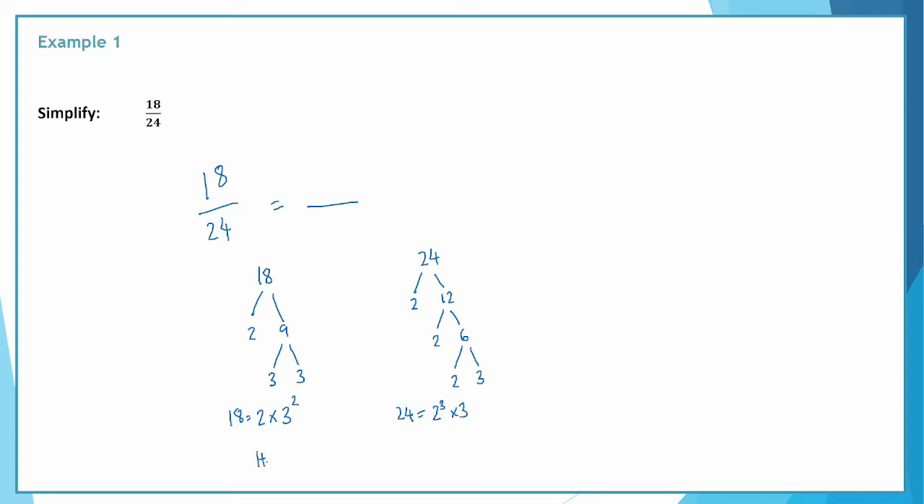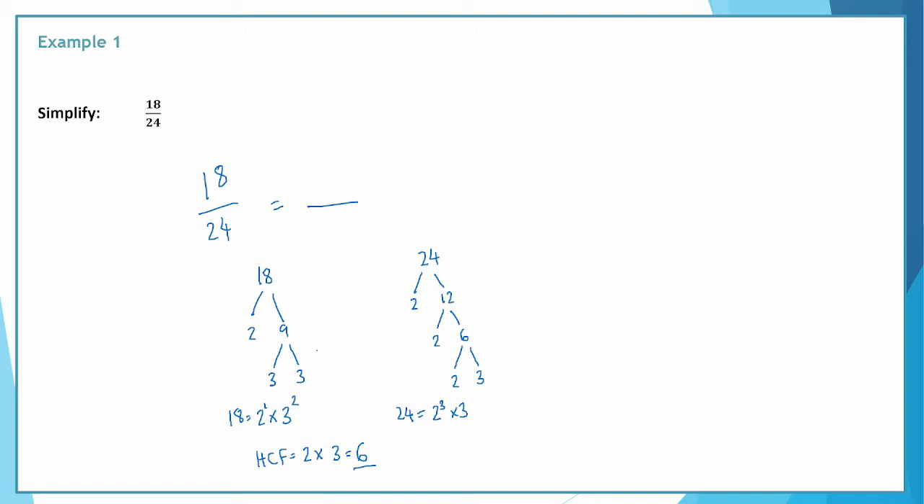So the HCF between the two is going to be the numbers that appear in both, with the lowest powers. So 2 here and a 2 here. The lowest power is this 2, because this is actually 2 to the 1. So we put 2 here. And we've got 3 squared and a regular 3, so we're going to put times 3. So our HCF is 6.